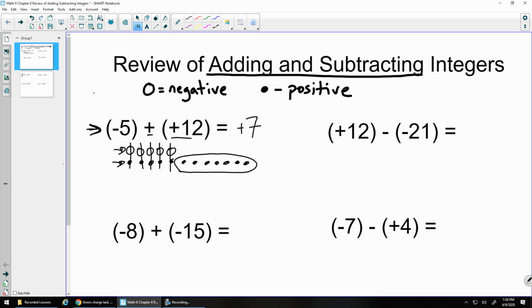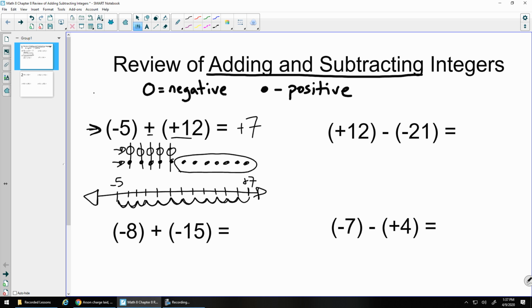Another way you can think of it is on a number line. I don't like drawing number lines, but it can be helpful. If you're at negative 5, since I'm adding positive 12, my number is going to be getting bigger. I'm going to be moving 12 spots to the right. So I go from negative 5 to negative 4, negative 3, negative 2, negative 1, 0, 1, 2, 3, 4, 5, 6. Whoops, I didn't do enough. 1, 2, 3, 4, 5, 6, 7, 8, 9, 10, 11, 12. So I got up to positive 7 by moving 12 spots to the right.